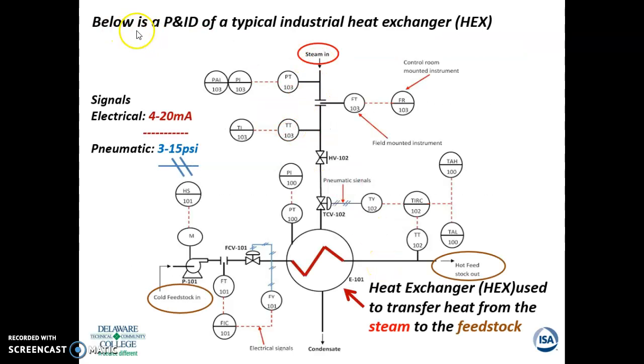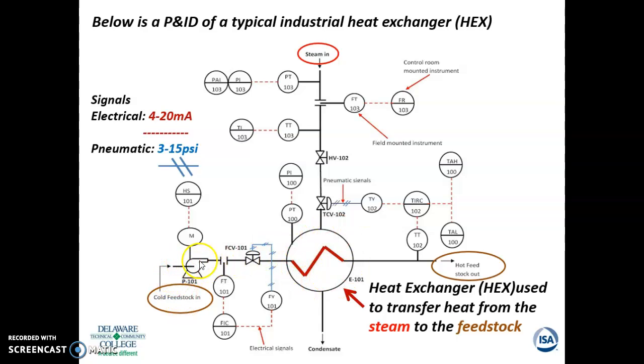All right, let's look at a typical P&ID. So this is a heat exchanger. This is the generic symbol for a heat exchanger. It doesn't tell us if it's a shell and tube heat exchanger. It doesn't tell us if it's a plate and frame heat exchanger. It's just the symbol.